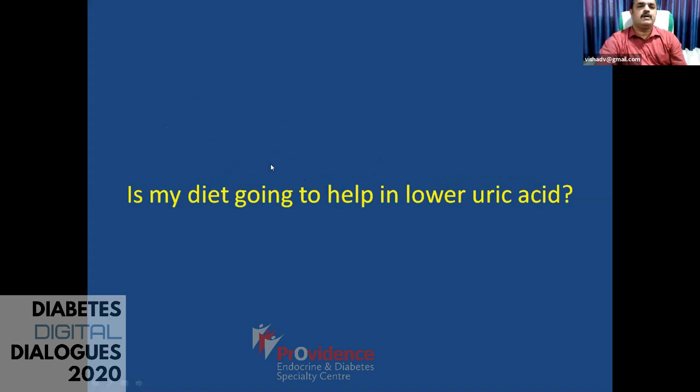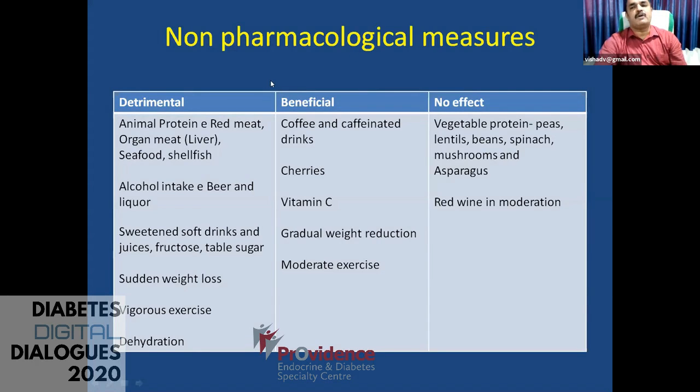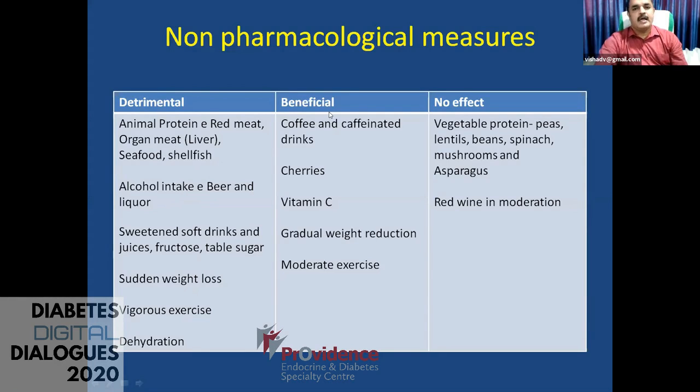The next question is, is my diet going to help in lowering uric acid? Yes. Diet forms a cornerstone of therapy in the management of hyperuricemia, whether asymptomatic or symptomatic. Detrimental foods such as animal proteins, red meat, seafood, shellfish, alcohol, sweetened soft drinks, sudden weight loss, vigorous exercise, and dehydration are all found to increase the chances of having high uric acid. Whereas coffee, cherries, vitamin C, gradual weight reduction, and moderate exercise have been associated with improvement in uric acid levels.